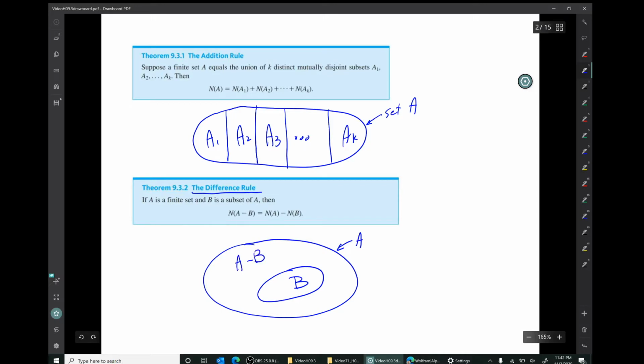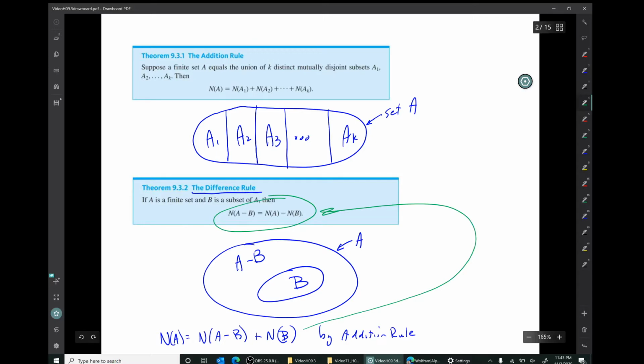Notice that if we apply the addition rule to this picture, we get this. Now, since the addition rule tells us this, if we simply subtract the number of elements in set B from both sides of this equation, we are led to that equation. So the difference rule is an immediate consequence of the addition rule.